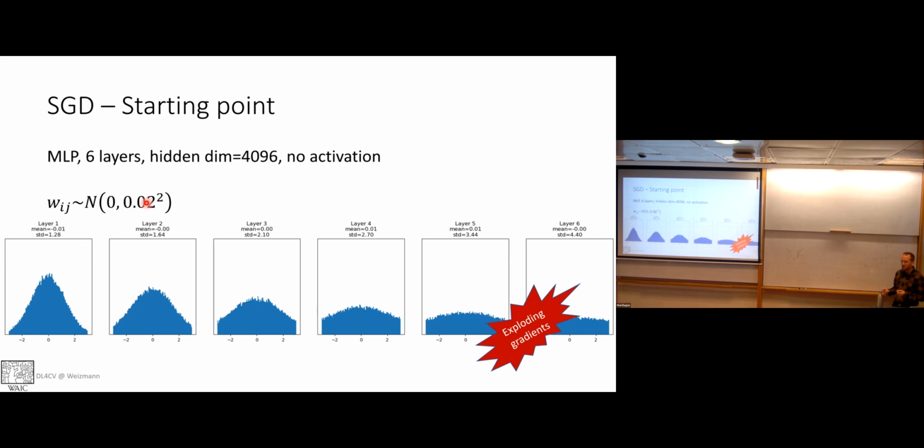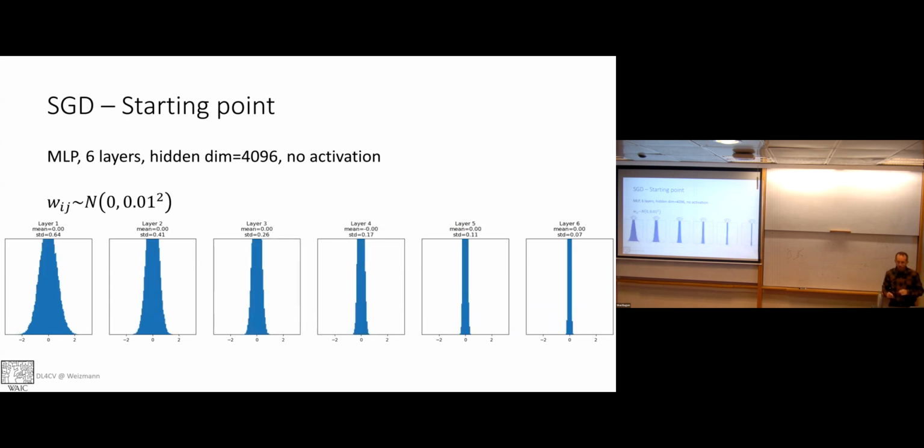Let's try something even smaller. What happens if we halve the value? What's the equation for why the variance should increase as we go through the layers? We'll do the math in a second and you'll see it, okay?